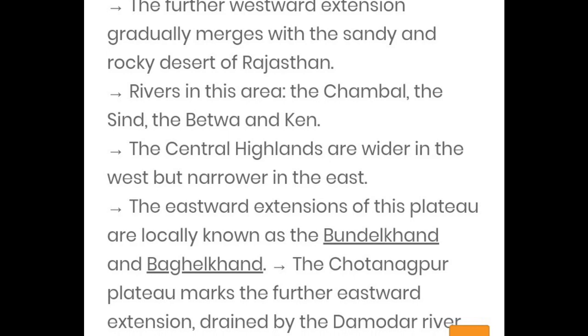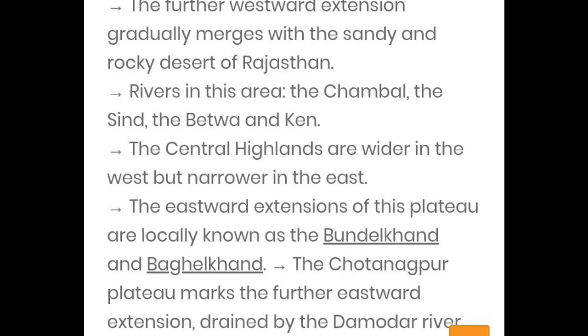When we extend the Central Highlands towards the east, we get Bundelkhand and Baghelkhand. The eastward extension of this plateau is known as Bundelkhand and Baghelkhand. And the Chota Nagpur Plateau marks the further eastward extension, and it is drained by the Damodar River.